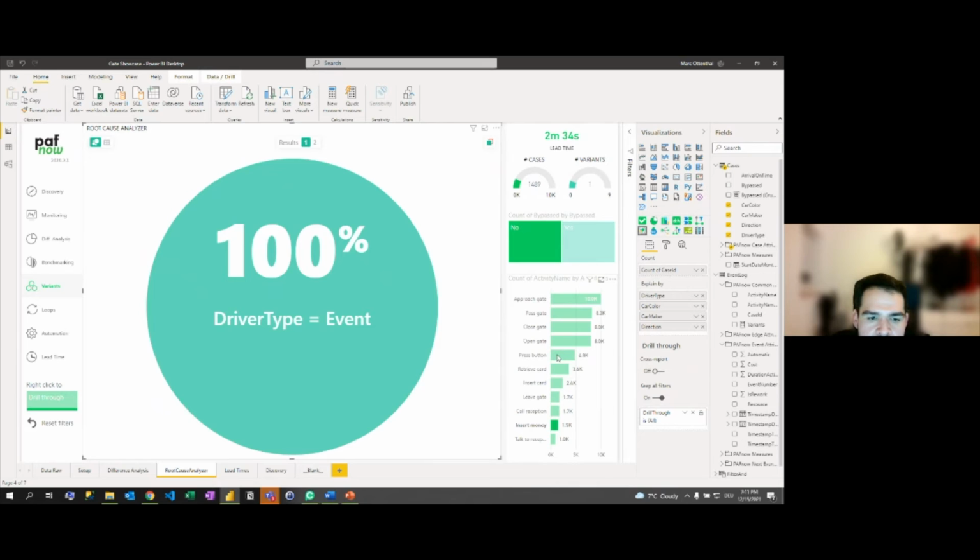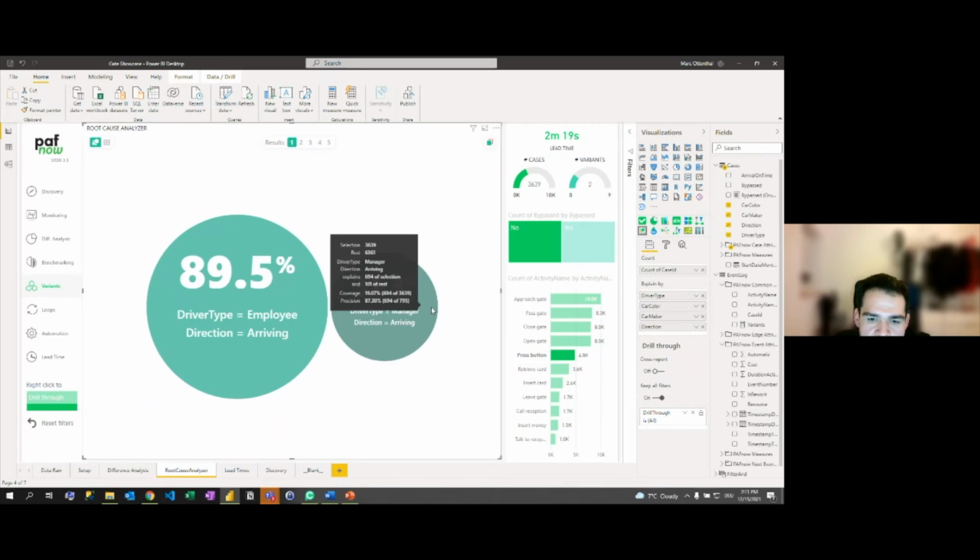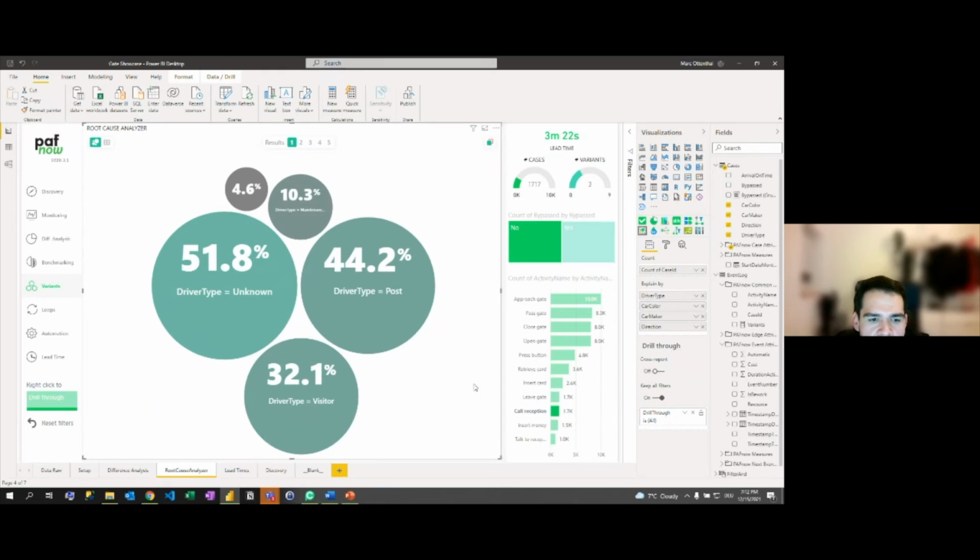So who presses the button? Well, apparently driver type employee and also driver type manager. So apparently this parking lot is also used by a company, and we have both employees and managers, and they are both arriving. So everyone who presses it is either an employee arriving or a manager arriving. So what else do we have? Well, who calls the reception most of the time? Aha, driver type unknown. Driver type post. Okay, so there's a postal service, there's a visitor, and sometimes there's a maintenance guy.